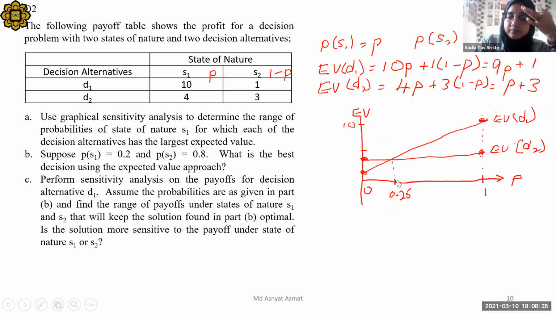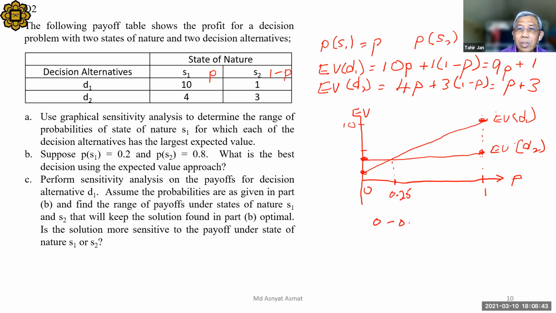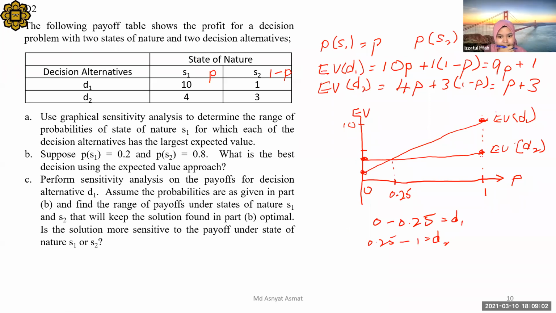0.25. So if it is anything between 0 to 0.25, you will decide D1, right? And then from 0.25 to 1, you will decide on D2. D1, D2. Easy, right? Between 0 and 0.25, is it D2 or D1? D2.